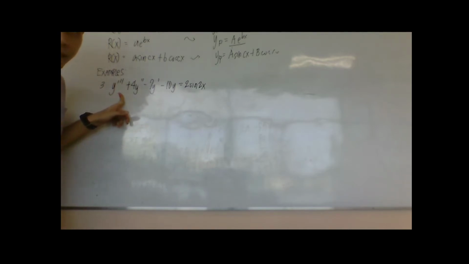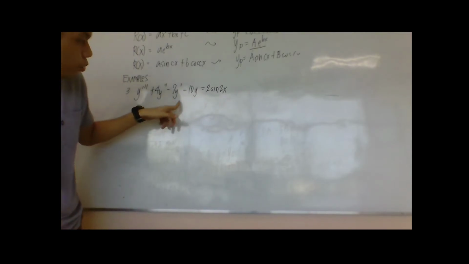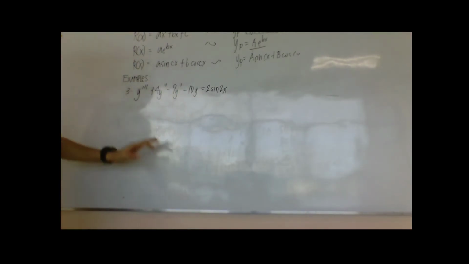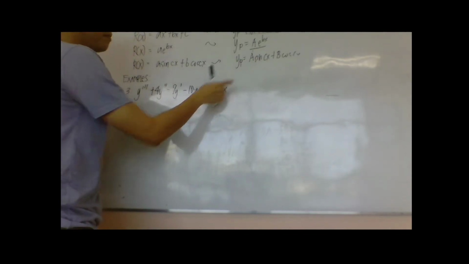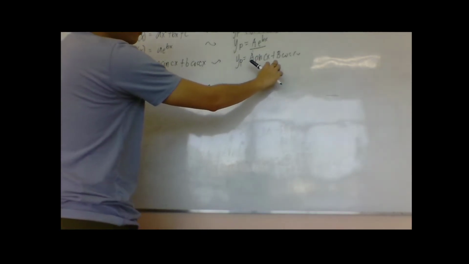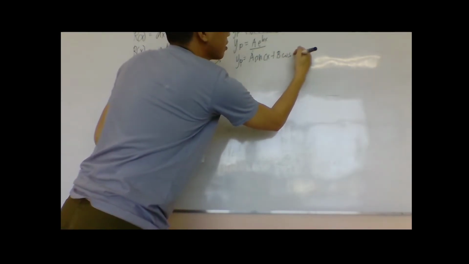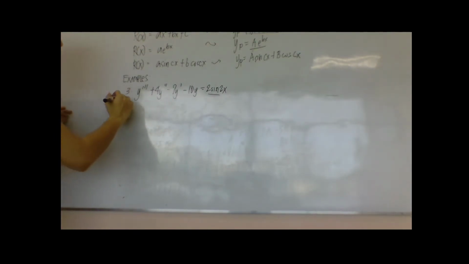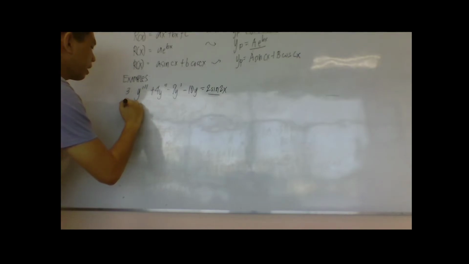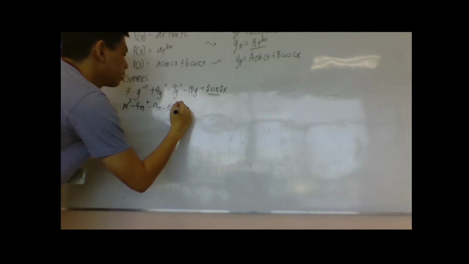That's y triple prime plus 4y double prime minus 7y prime minus 10y is equal to 2 sine 2x. Okay, so here it's a bit complicated since this is a higher order and it's in the triple prime. But as you can see here, assuming that this is the yp, you will use later on a sine cx plus b cos cx. Okay, so we will use that later. But for now, let's first get the yc.